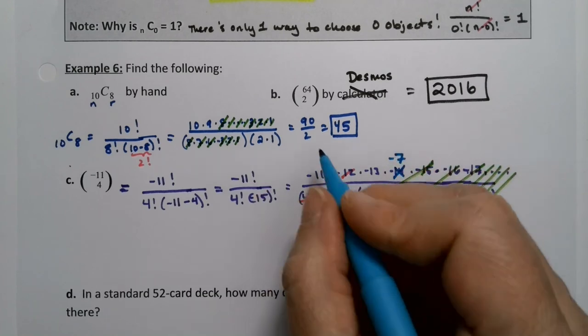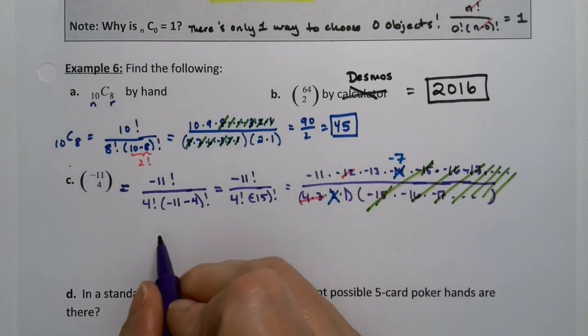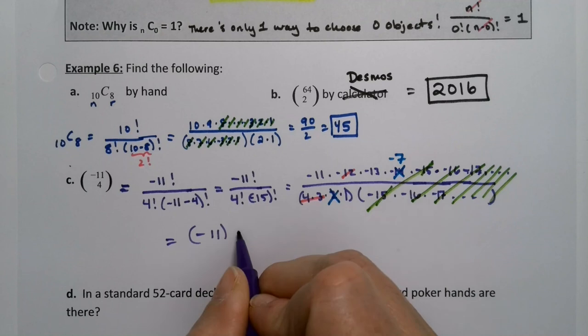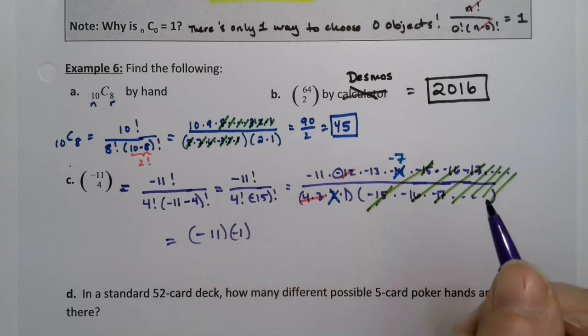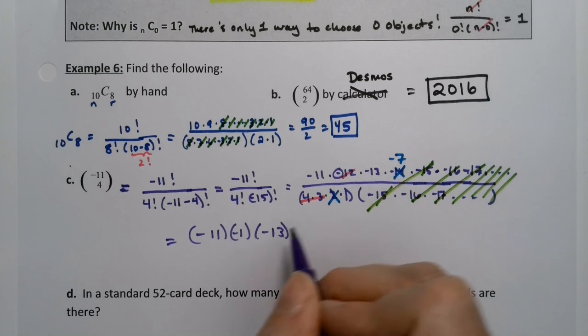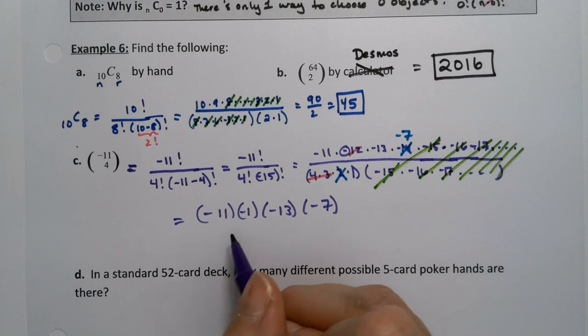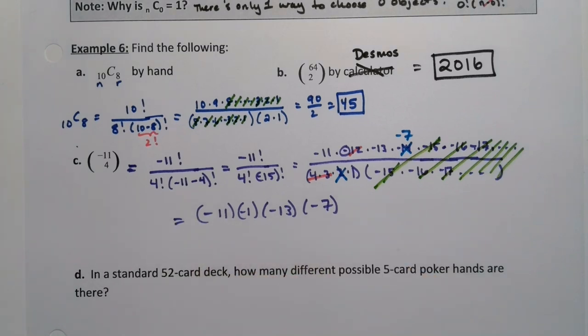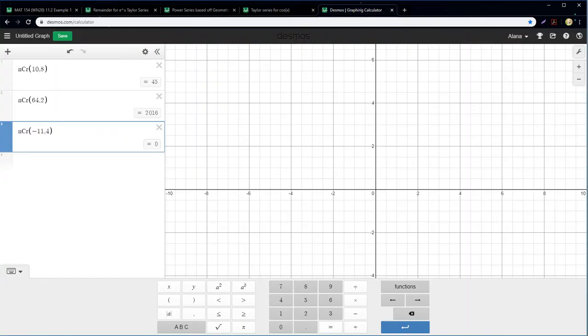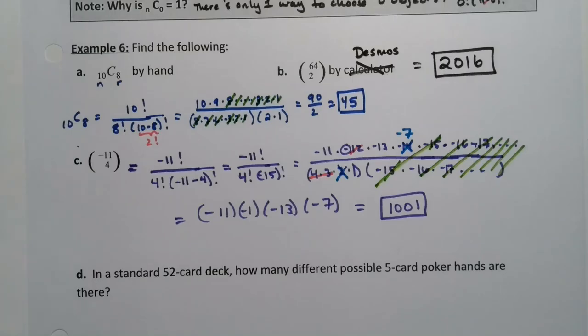All right, so I have a negative 11 times a negative 1, right, because the 12 went away, but the negative is still there, times a negative 13 times a negative 7. All right, so it's going to be positive, and I just need to know what 11 times 13 times 7 is. And that Desmos can help me with, right? So 11 times 13 times 7 is 1001. So this is positive 1001. Again, no calculator and no Desmos will help you with that. You have to use the formula for it.